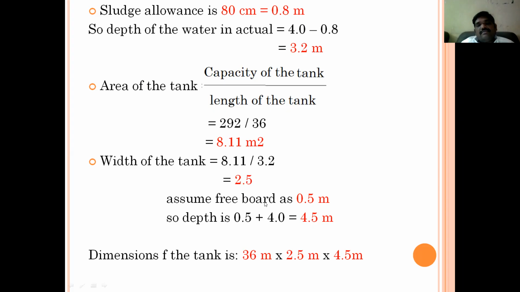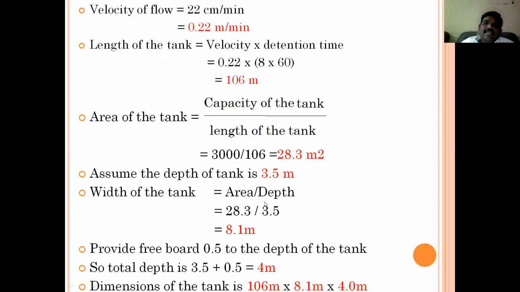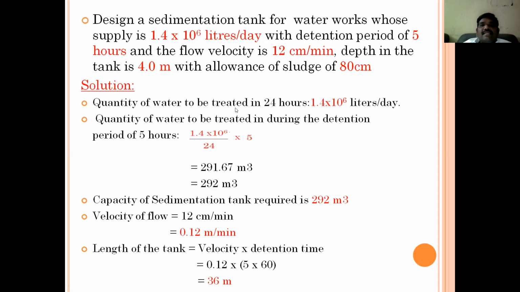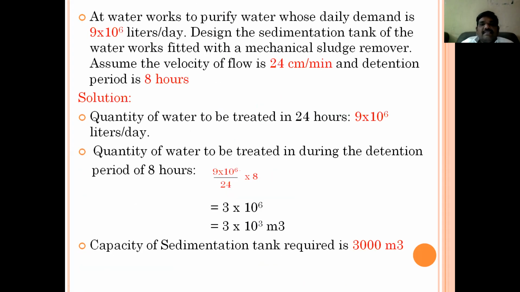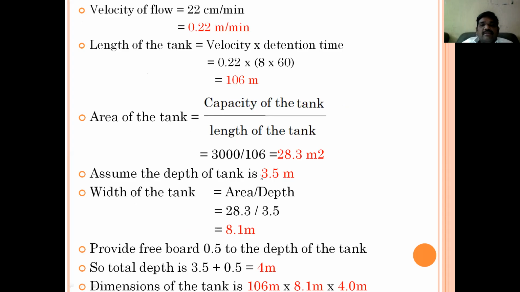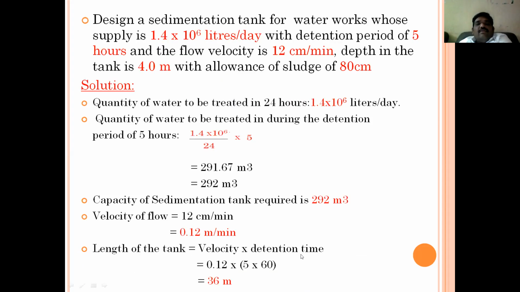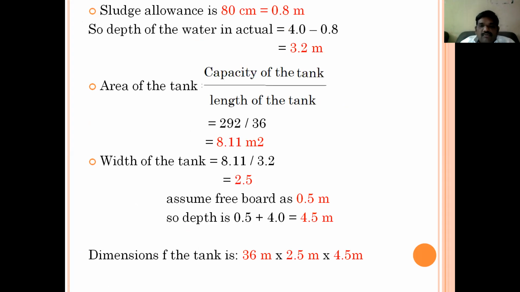Assume freeboard. They didn't give the freeboard here. They only mentioned the depth. See, in the previous case, they didn't give the depth, and they didn't give the freeboard either. So we just assumed 3.5 meters as depth, and we assumed 0.4 to 0.5 meters to be provided above the depth of the tank as freeboard. In the same way, assume a freeboard of 0.5 meters.